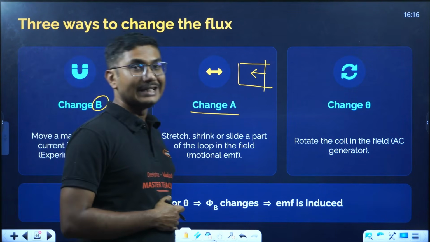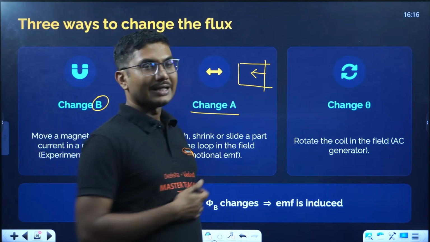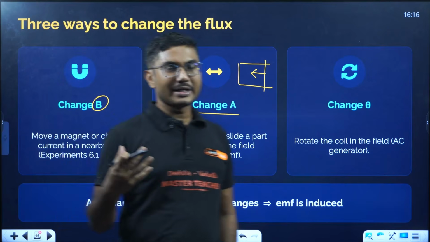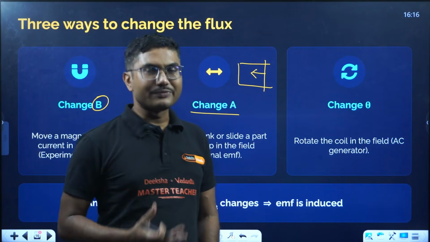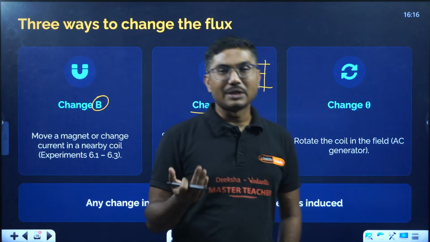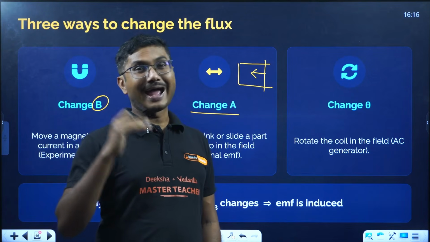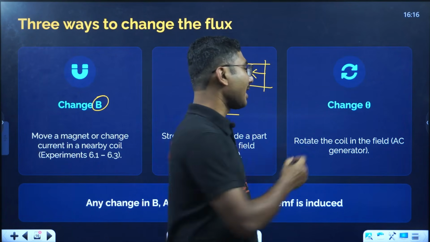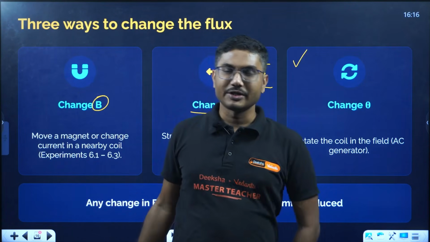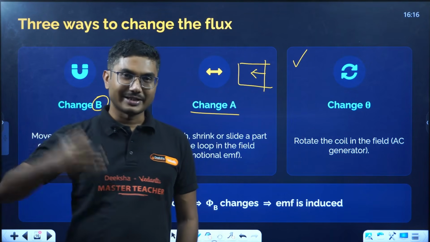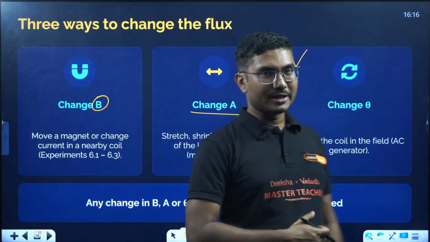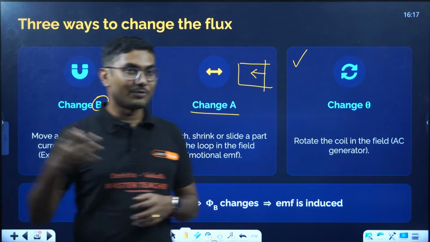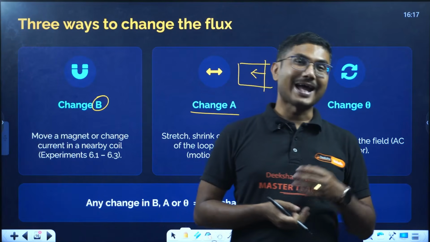Change theta. This is the easiest one: you rotate the coil in the magnetic field. Magnet is fixed and you are rotating the coil, or the coil is fixed and you are rotating the magnet. The theta between the normal and the magnetic field changes, and that gives you induced EMF. This is the way that our electric generators work, generating electricity and sending the current to our homes. That is the main principle behind it. You may have heard about turbines. Some water is flowing through a turbine, the turbine rotates and we get electricity.